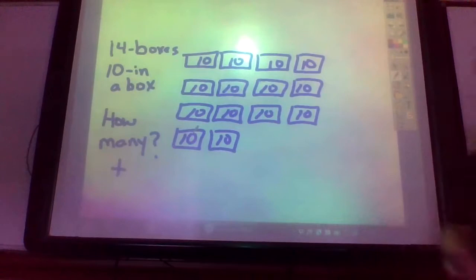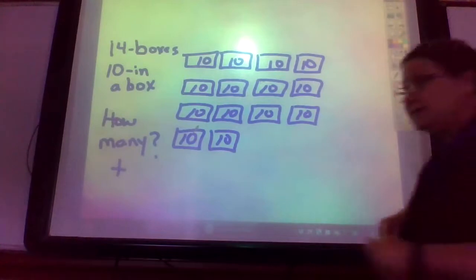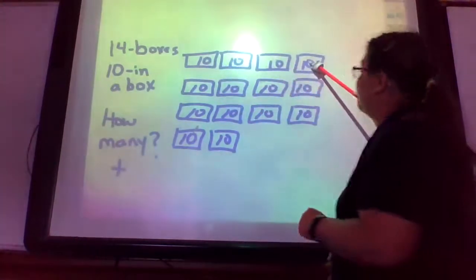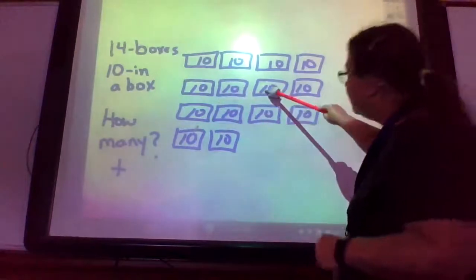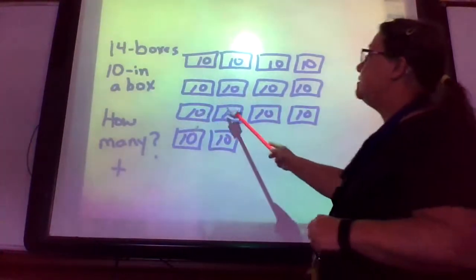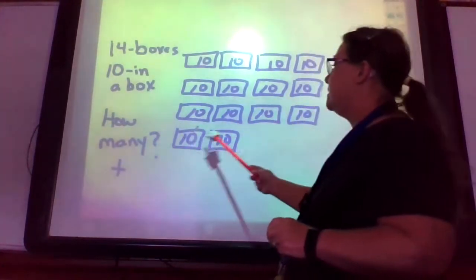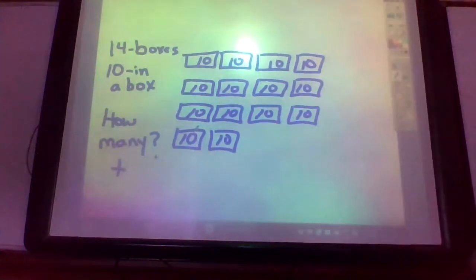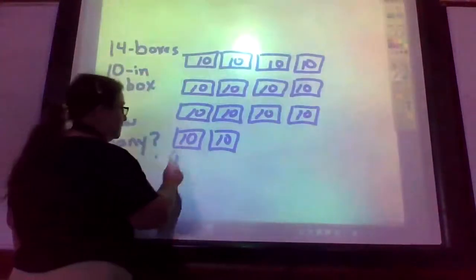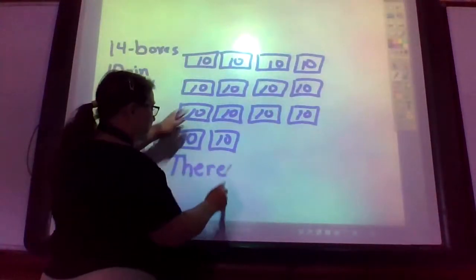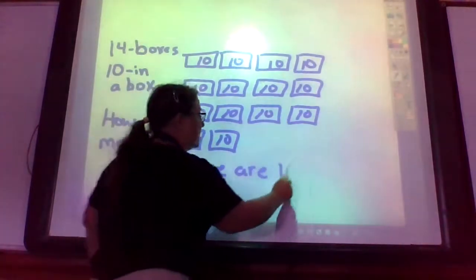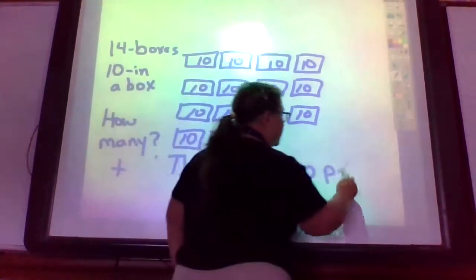Or we could count by tens. I think counting by tens might be the easiest thing we can do. So let's count by tens. 10, 20, 30, 40, 50, 60, 70, 80, 90, 100, 110, 120, 130, 140. So there are 140 pencils all together. So our answer would be, after you draw your picture, there are 140 pencils.